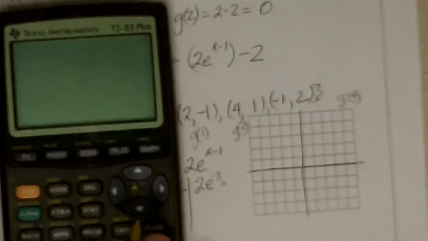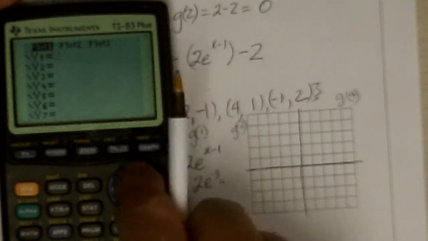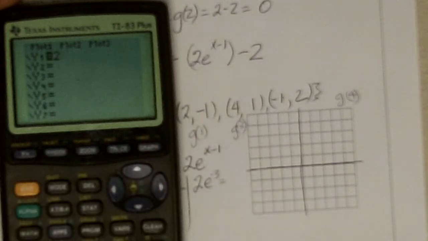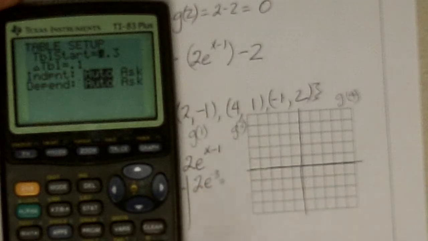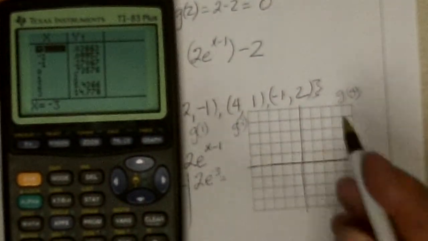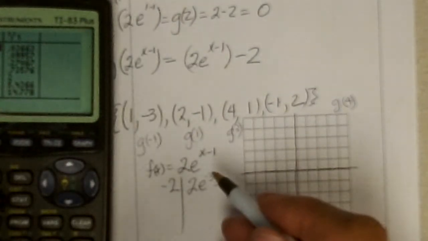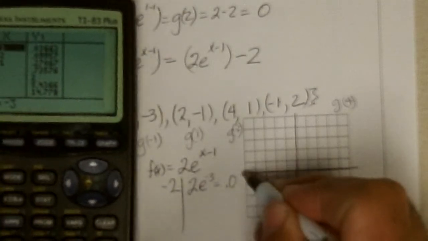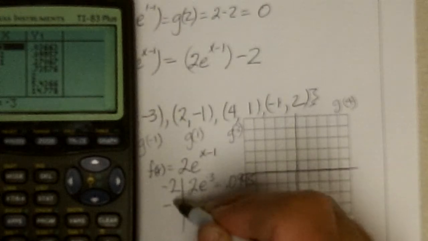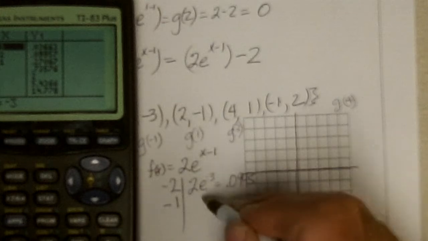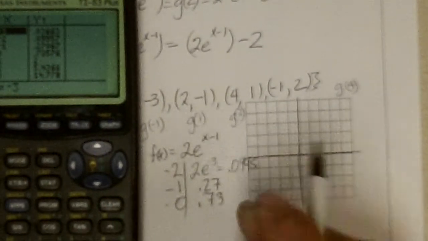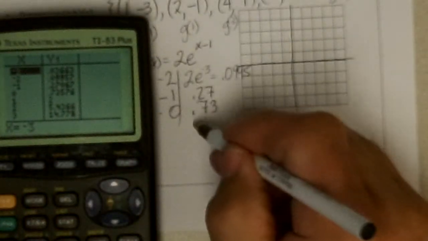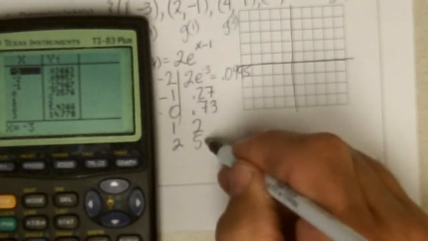In fact, I'll do it the quick way on the calculator. I'll go to y equals and type in 2e to the x minus 1, and then I go second table set and start it at -3 and go by ones, and then I go to the table and it says -3, -2 is 0.0995, -1 is 0.27, 0 is 0.73, and 1 is 2. And 2 is 5.4.